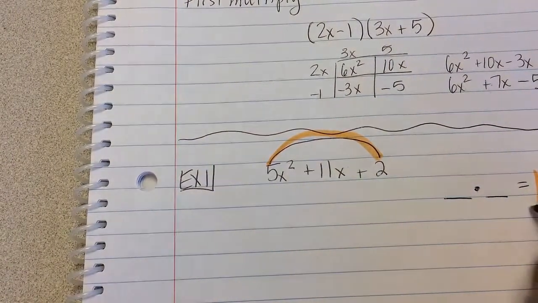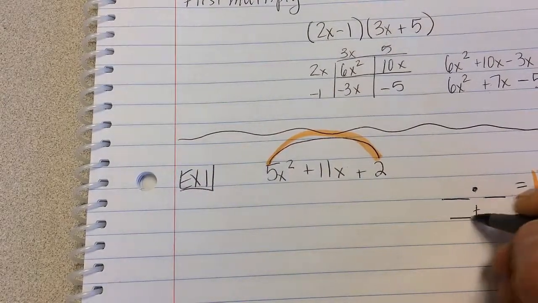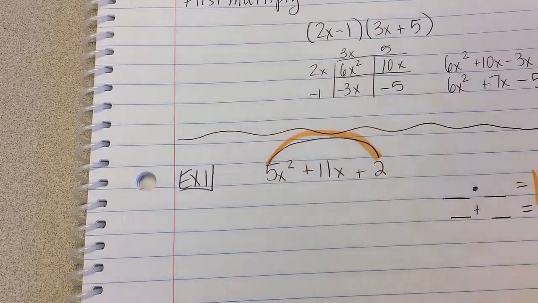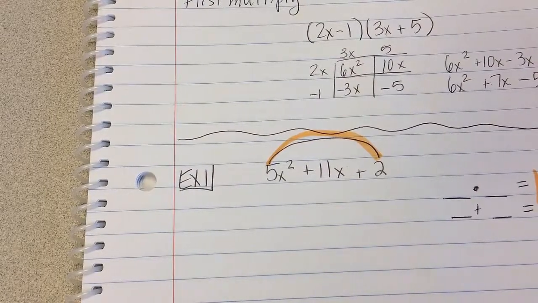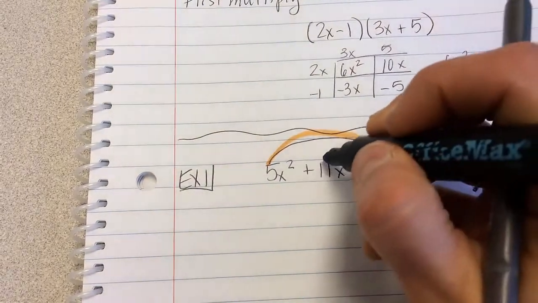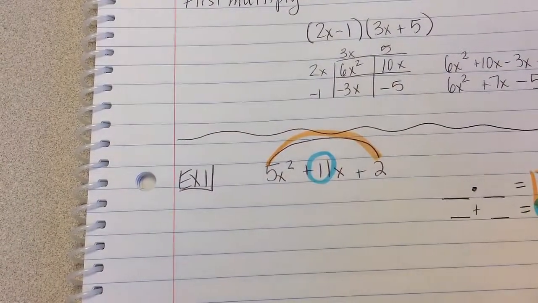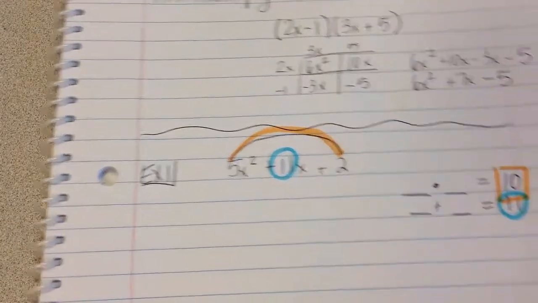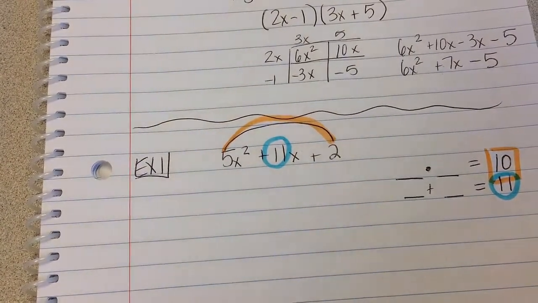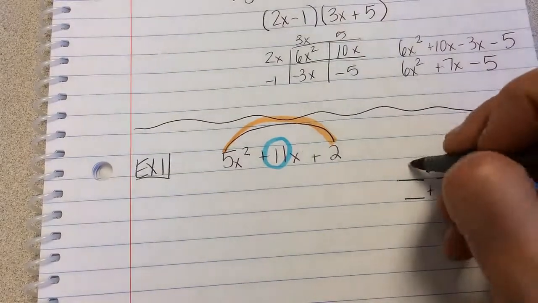Now they still have to add to make the middle term, add to make the 11. Okay? So the 11 comes from this coefficient right here. It's a positive 11, so it's a positive 11 there. Okay, so what are those numbers going to be? Well, they're going to be 1 and 10, obviously.